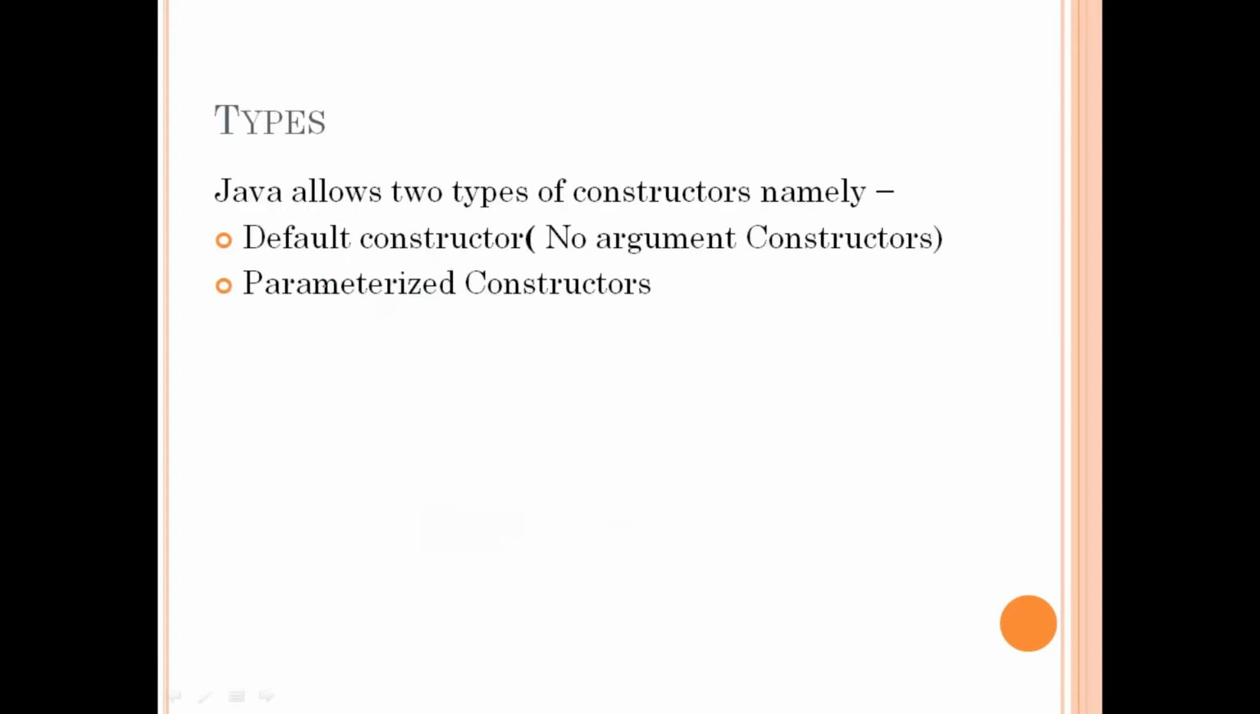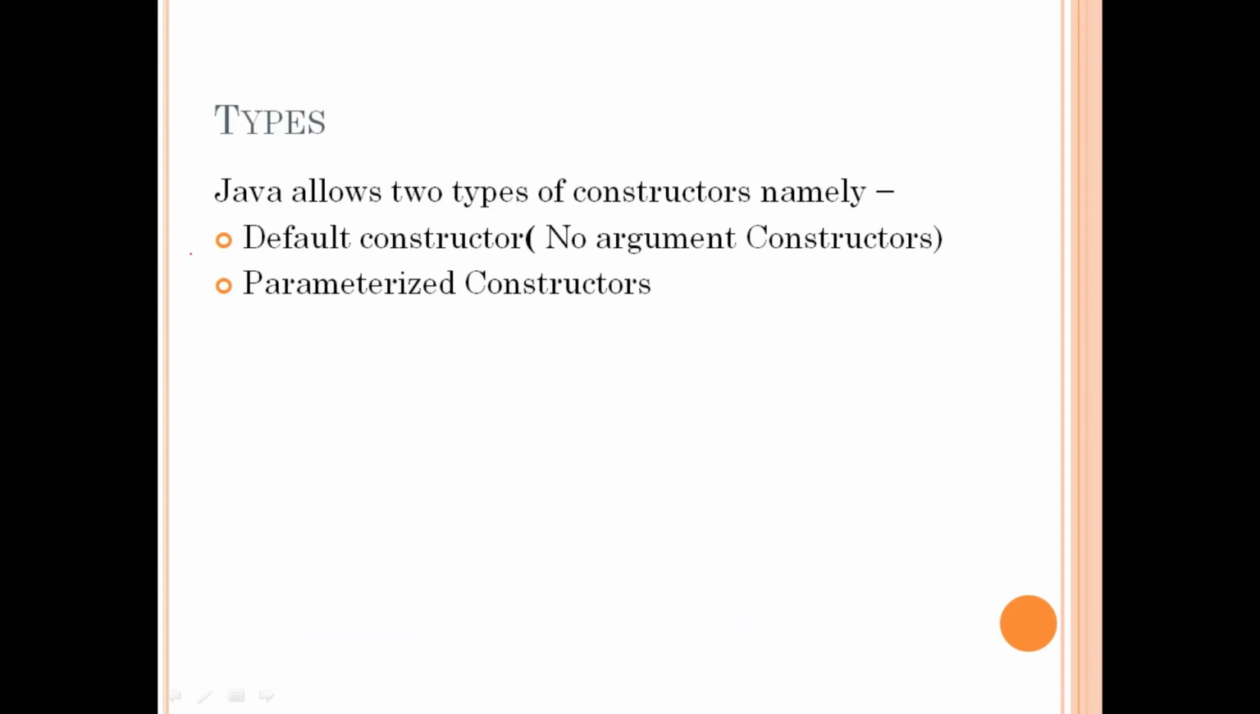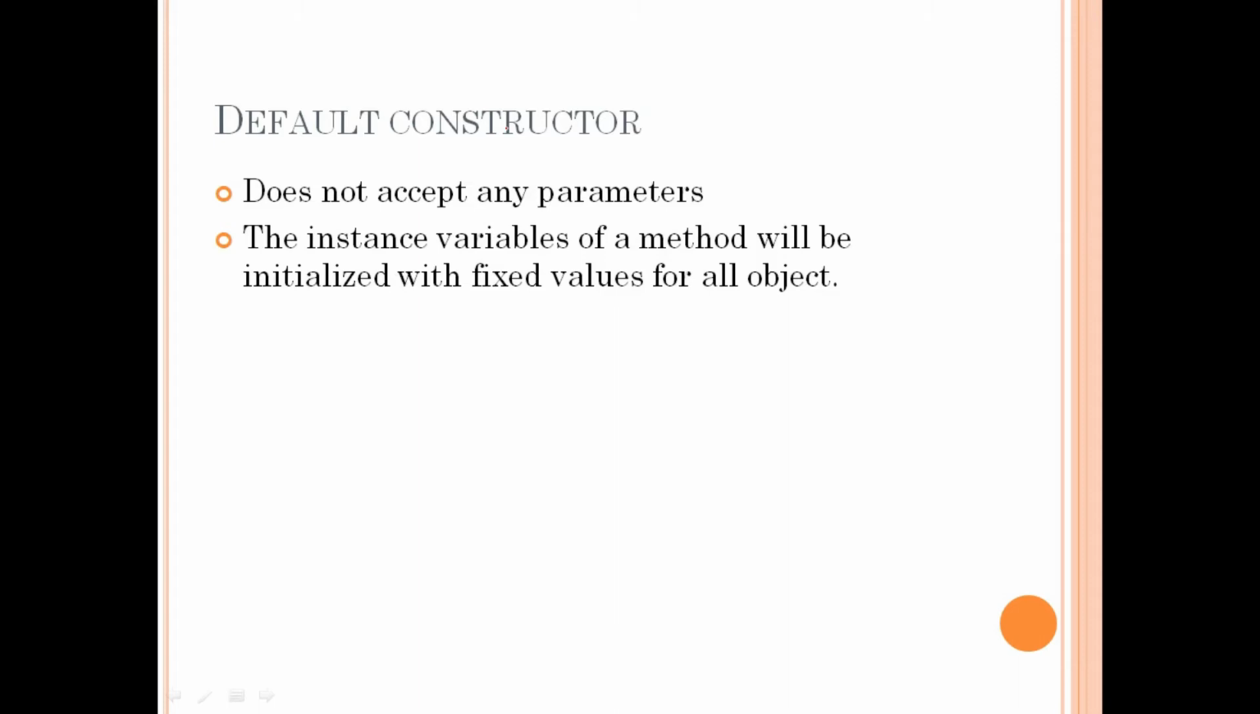Then we'll see about types of the constructor. Java allows two types of the constructor, that is default constructor and parameterized constructor. Default constructor means this constructor doesn't accept any argument, so it is otherwise called a no argument constructor. Default constructor does not accept any parameters. That means your constructor parenthesis is an empty parenthesis.